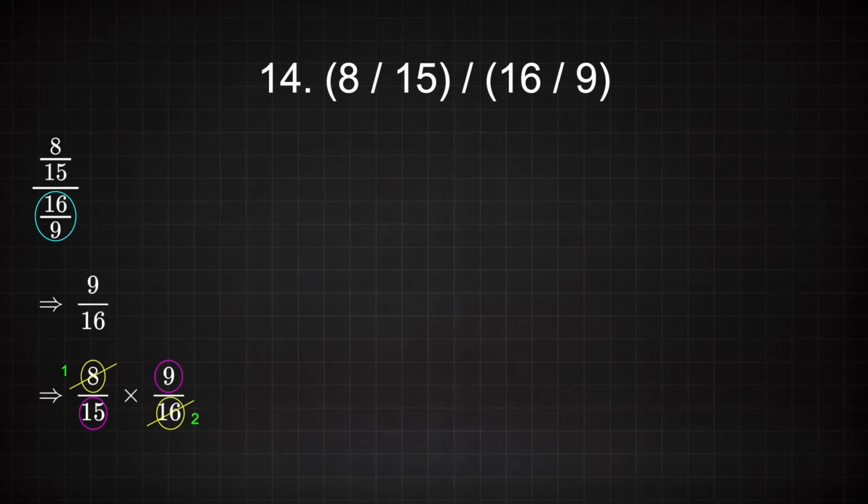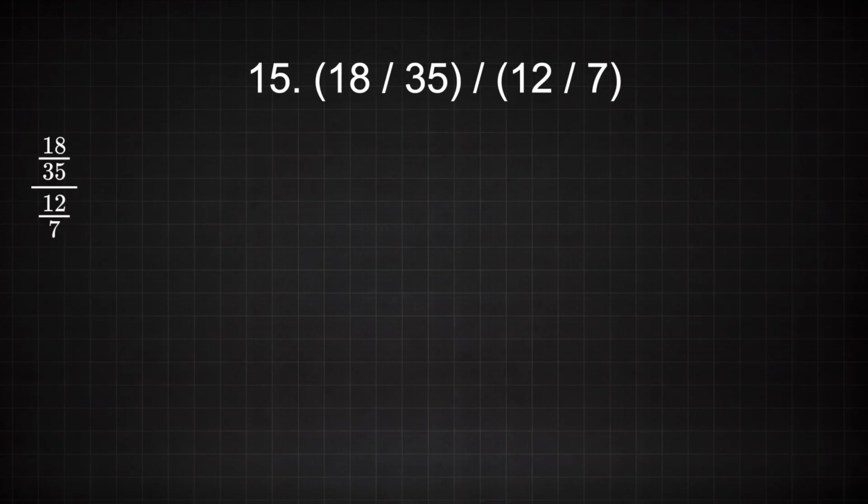15 and 9 are both divisible by 3. 15 divided by 3 is equal to 5. We cross out the 15 and put a 5 next to it. 9 divided by 3 is equal to 3. We cross out the 9 and put a 3 next to it. We can now multiply across 1 times 3 and 5 times 2. We get a fraction equal to 3 over 10, and this is our answer.